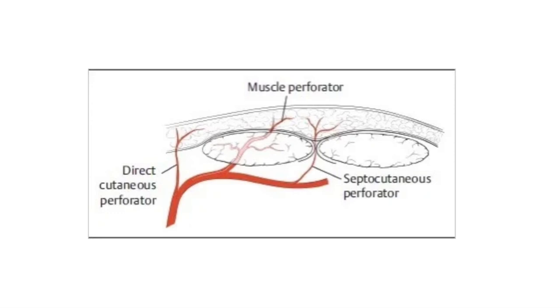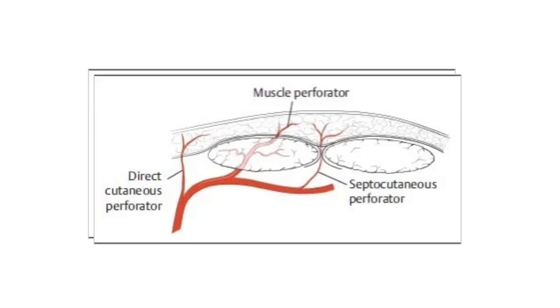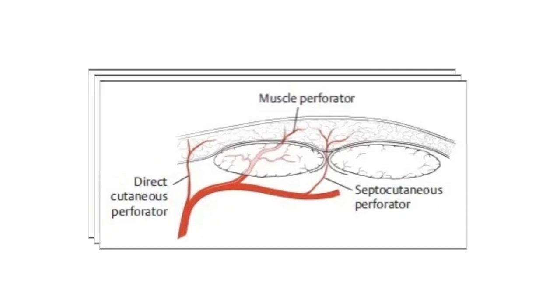So what are perforator flaps? They are flaps that consist of subcutaneous tissue and skin with a perforator vessel. So we know what a perforator vessel is. Well, a perforator vessel is a branch of a source artery. So we have the aorta. The aorta has different branches of blood vessels.